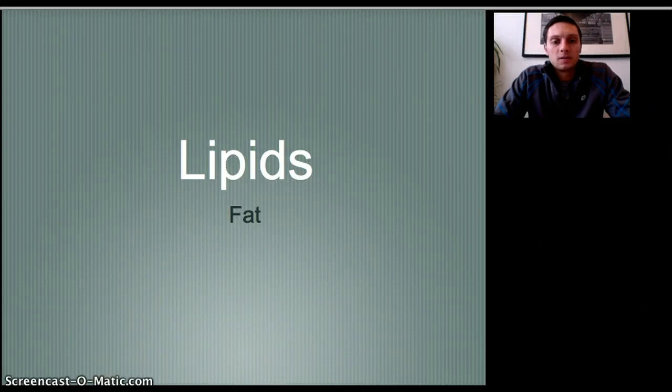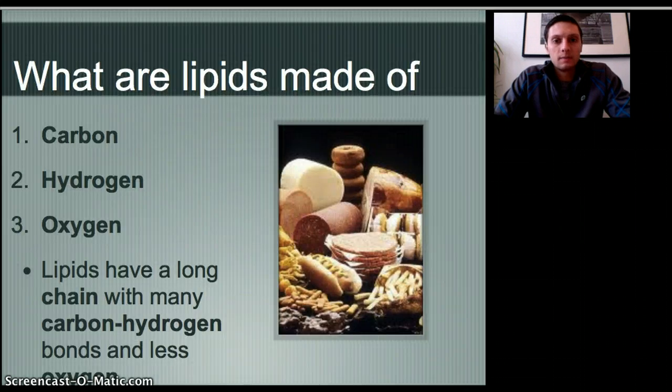Today we're going to talk about lipids, which are basically types of fats. Lipids are made of three different types of atoms: carbon, hydrogen, and oxygen. It's similar to carbohydrates, which we talked about earlier, in that they have the same types of atoms, carbon, hydrogen, and oxygen, but they have a slightly different arrangement or structural formula.